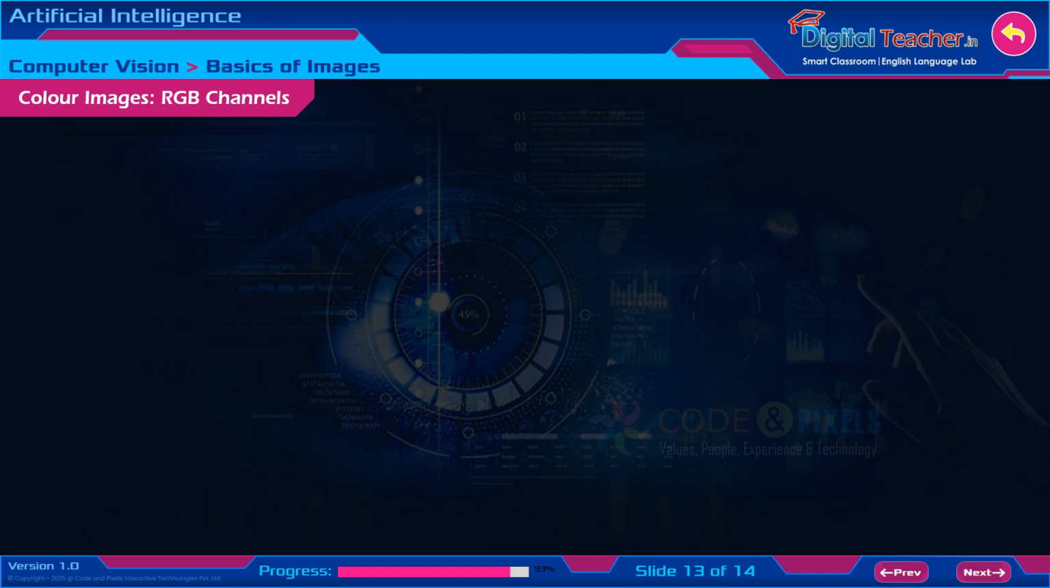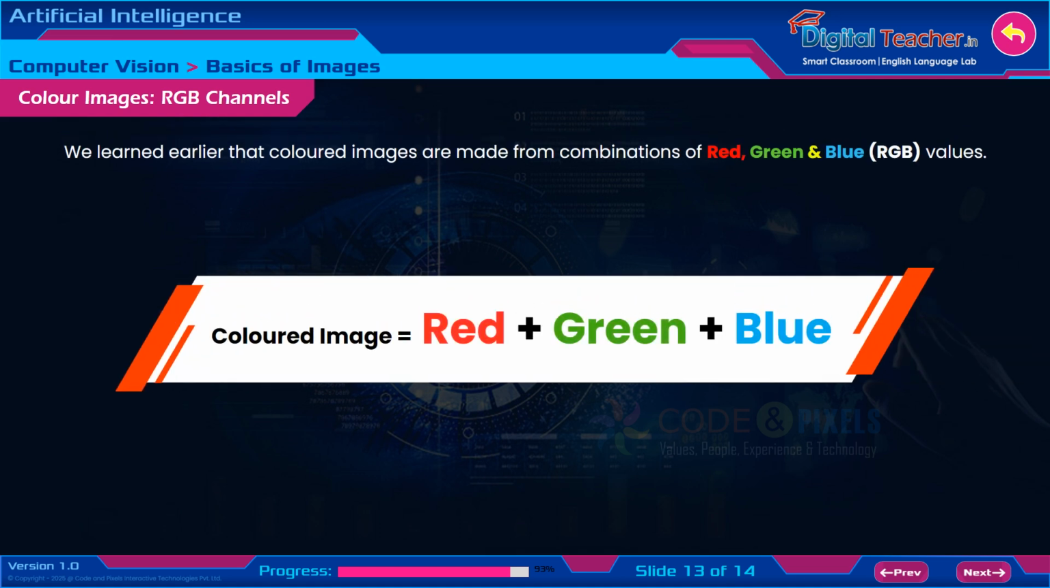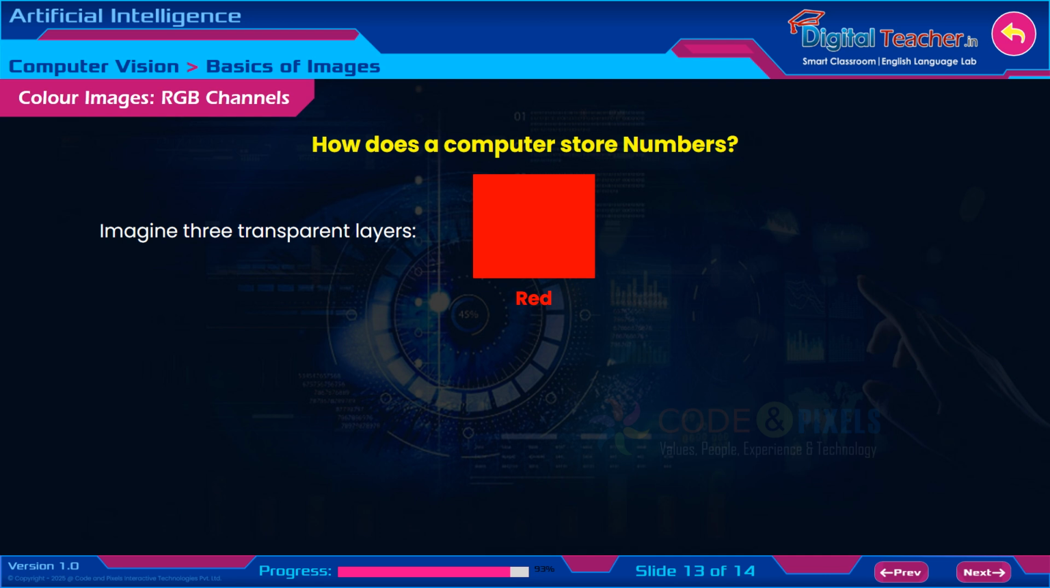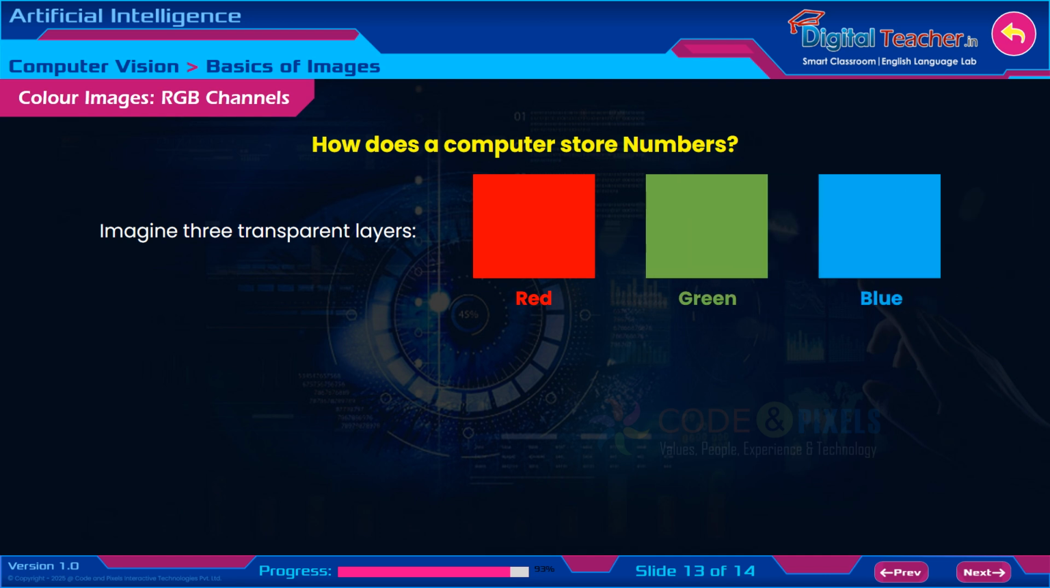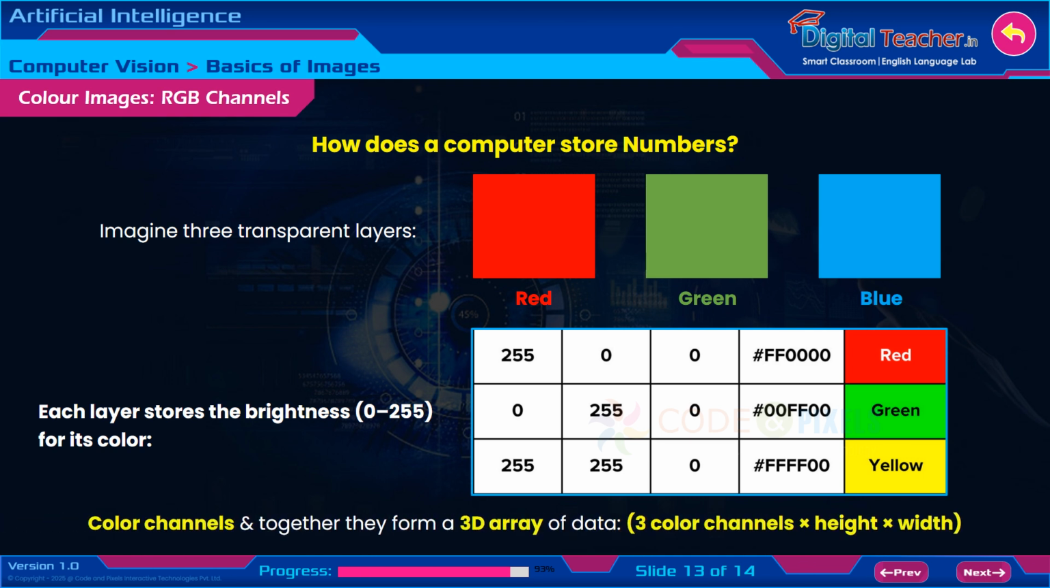Color images, RGB channels. We learned earlier that colored images are made from combinations of red, green, and blue values. But how does a computer store numbers? Imagine 3 transparent layers. One for red, one for green, one for blue. Each layer stores the brightness for its color. These are called color channels, and together they form a 3D array of data.